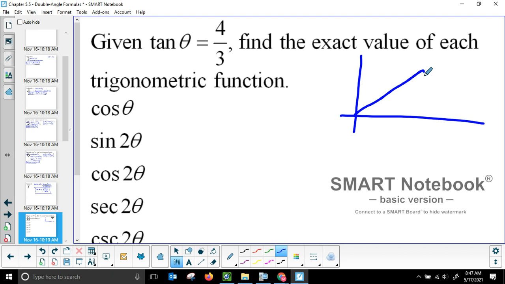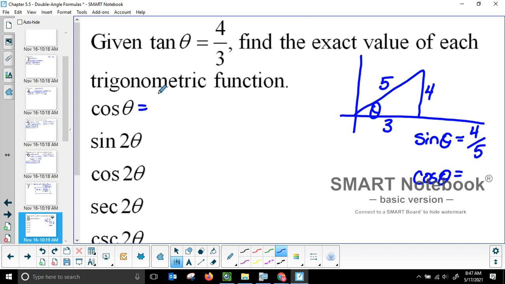All right, so here's my theta. Tangent is opposite over adjacent. This is a 3, 4, 5. Of course, you could use a squared plus b squared equals c squared to get that as well. So that means sine of theta, which we'll need eventually, is opposite over hypotenuse, so that would be 4/5. And cosine of theta, which they ask for right here, is adjacent over hypotenuse, so 3/5.